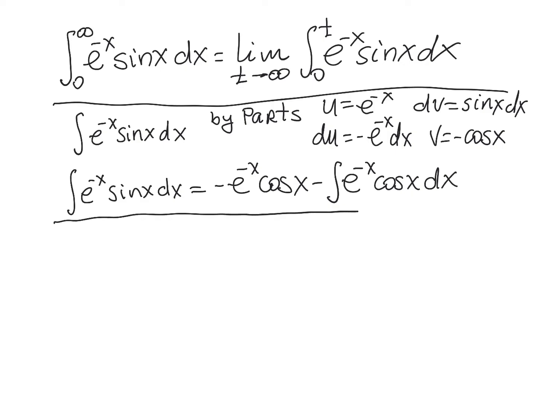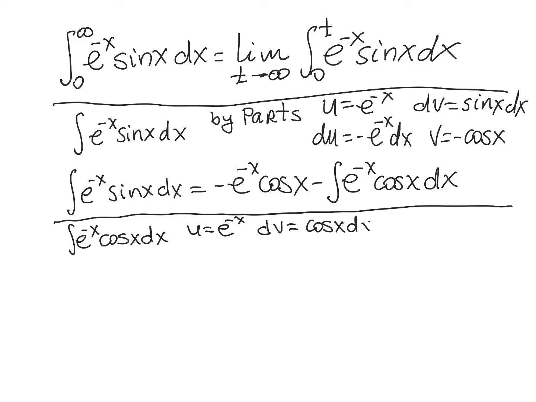And now we want to use integration by parts on the integral on the right, that is on the integral of e to the negative x cosine x. We use the same idea. U equals e to the negative x, dv equals cosine x dx. That means du would be minus e to the negative x dx, and v is sine x.